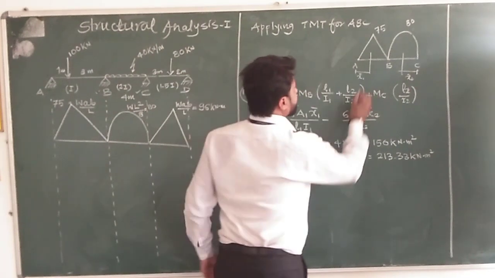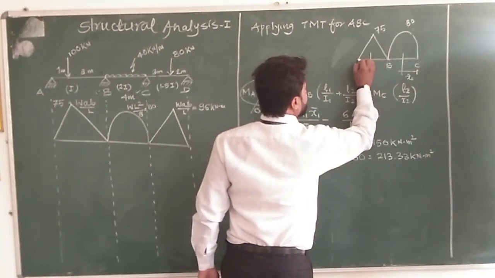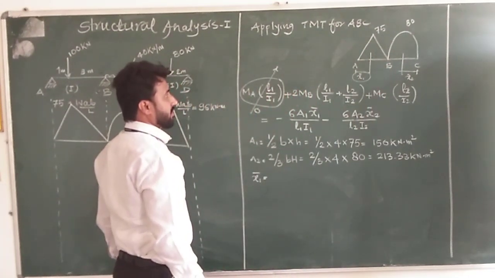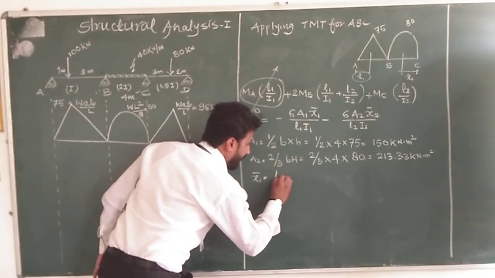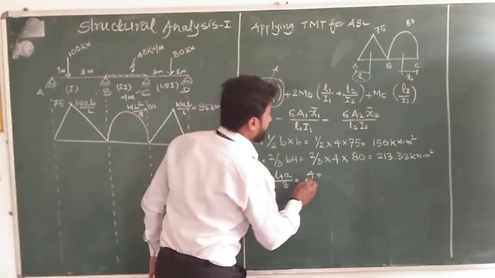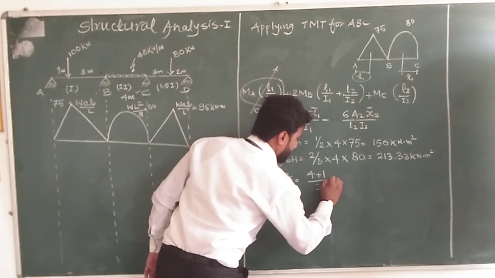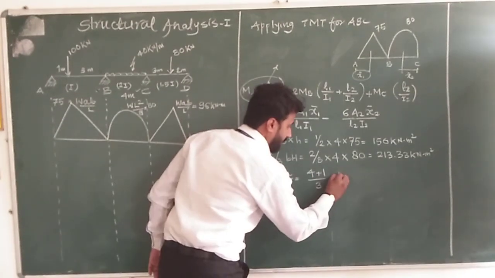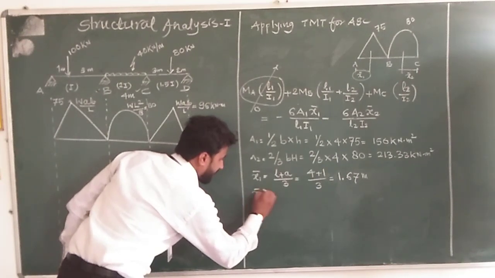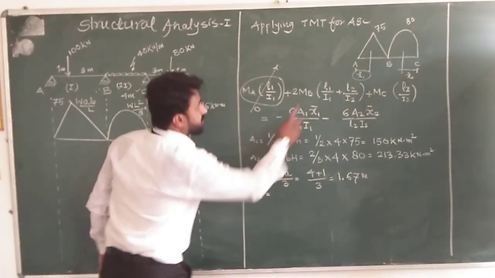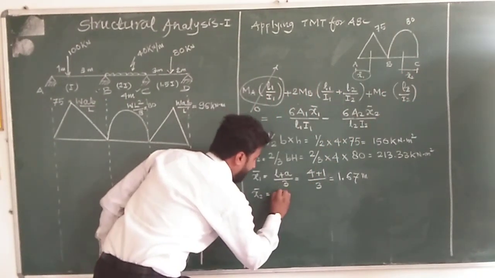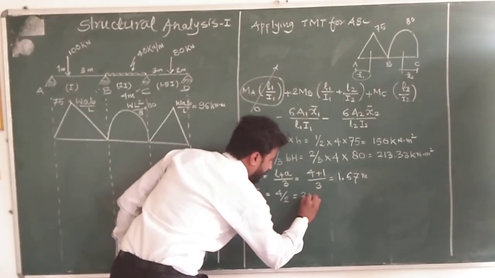So x1 bar, as this is the eccentric point load, due to which this triangle has an unsymmetrical shape. So this is L plus A by 3. The value of L is 4, the value of A is 1, divided by 3. So this is 5 by 3, which is 1.67 meter. Now the value of x2 bar: this is a parabolic shape which has symmetry, so this will be L by 2. L is 4 divided by 2, that is 2 meter.